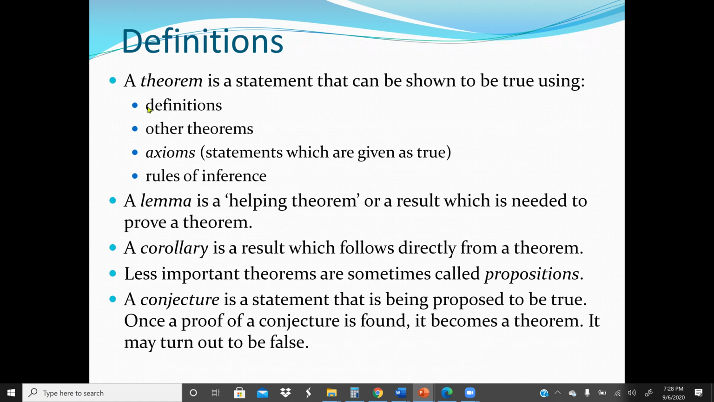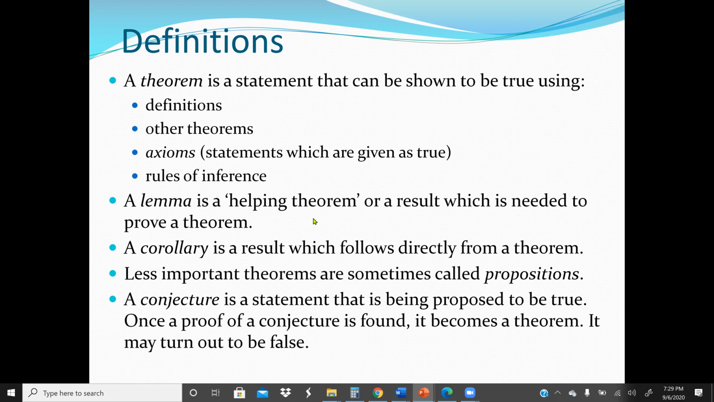So next we go to a theorem. A theorem is a statement that can be shown to be true using definitions, other theorems, or axioms, such as statements which are given as true, and also the rules of inference. Mostly we can establish a theory based on the research or experiment that we did. So we may do an experiment, then whatever we discover from our experiment can be a theory of that very experiment. So a theorem is a statement that can be shown to be true. In this case, again, we prove the theorem. So we can use definitions, other theorems, axioms, or rules of inference.